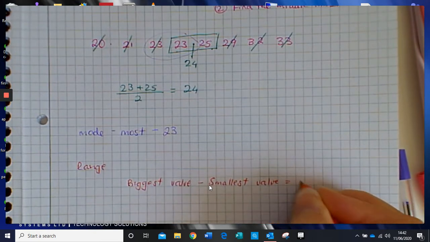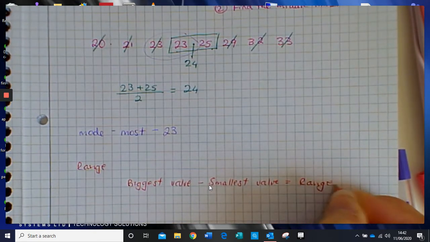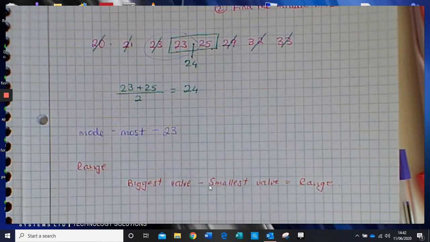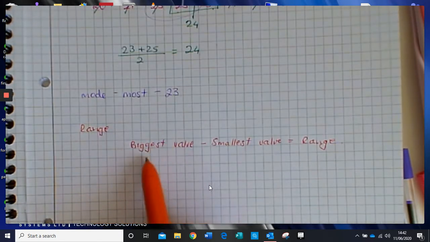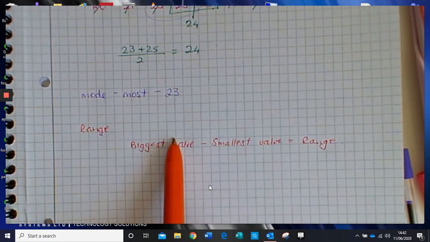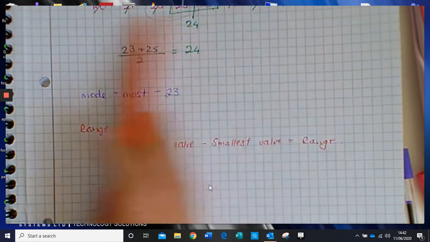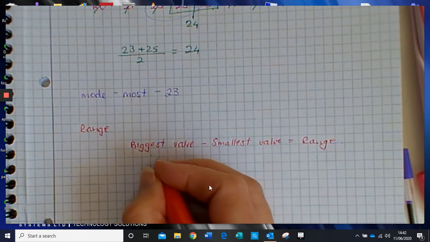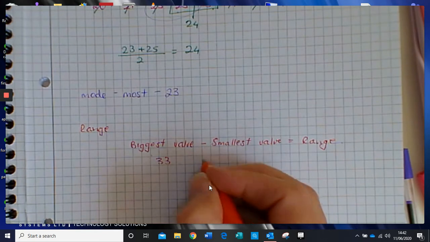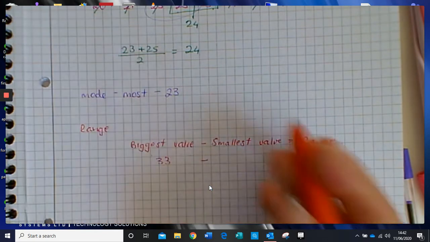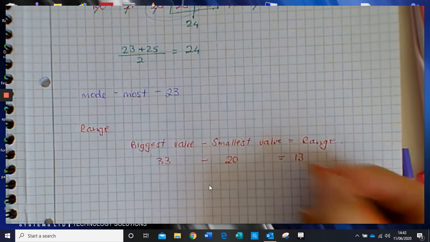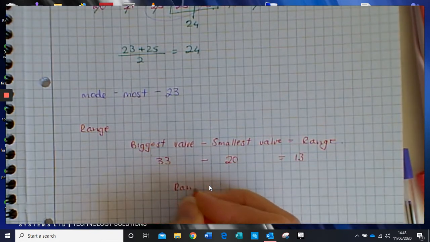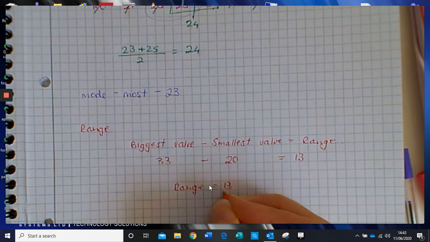And that is going to equal your range. If you haven't got these notes in your books from previous lessons, make sure that you pause the video and do that. Okay, so what is our biggest value? Our biggest value, now it's in order, we can see that. So I'm going to have 33, which is my biggest value, and I'm going to take away my smallest value, which is 20. So I'm going to land up with 13. So my range equals 13.